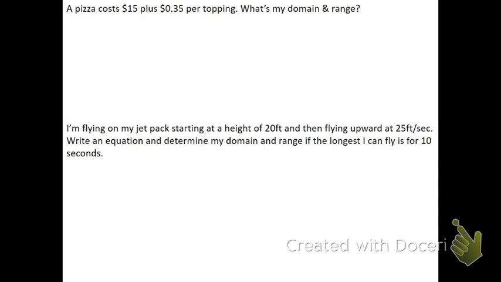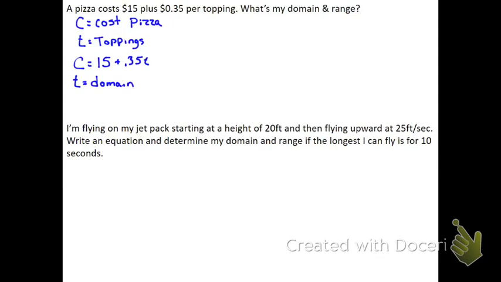So again, when we look at this, our C equals cost of the pizza, and our T equals toppings. Our equation for this particular problem is cost equals $15 for the pizza plus 35 cents for each additional topping. So in this problem, our toppings are going to equal our domain, and our cost is going to equal our range.